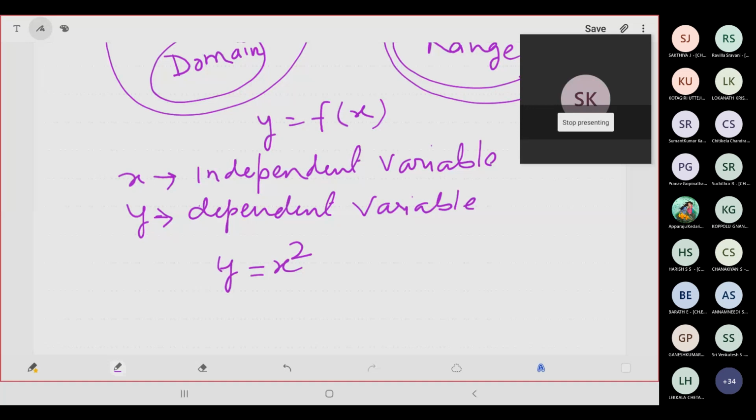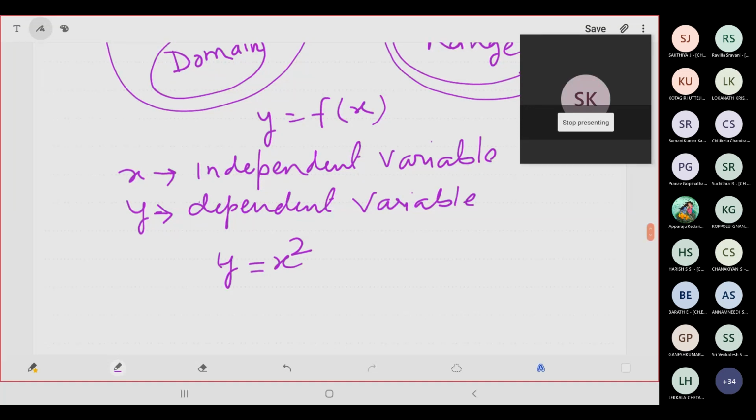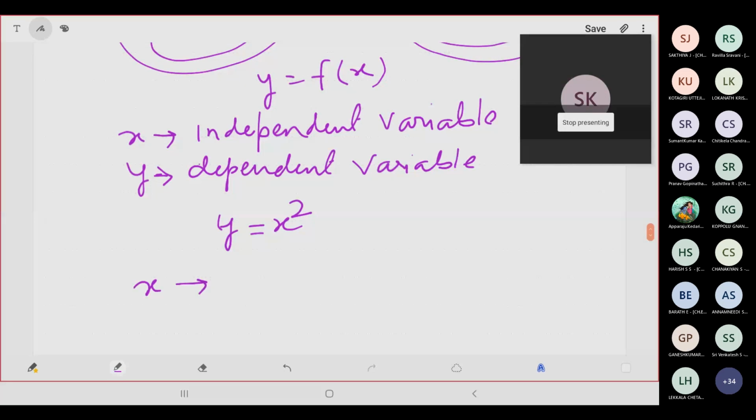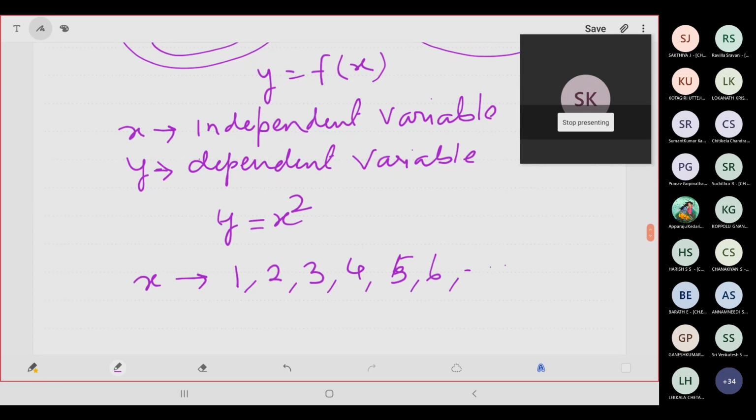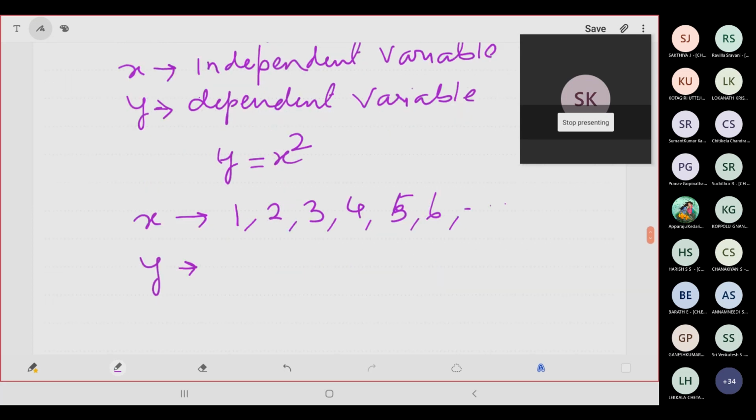So what is the meaning of independent and dependent variables? It means you can change the value of x, like 1, 2, 3, 4, 5, 6, and then observe the value of y. If x is equal to 1, then y is equal to 1. If x is equal to 2, then y is equal to 4. If x is equal to 3, then y is equal to 9. For x equal to 4, 5, 6, y is 16, 25, 36.